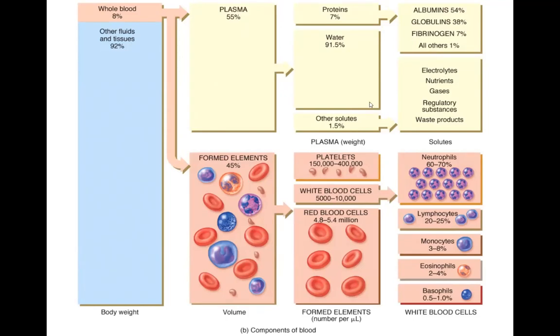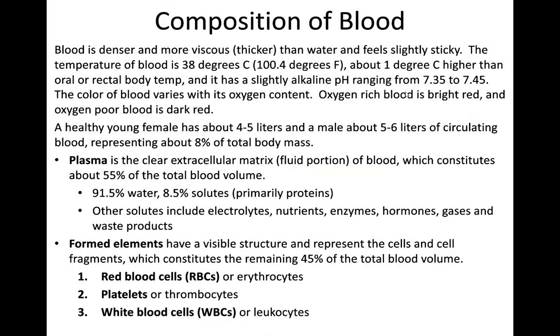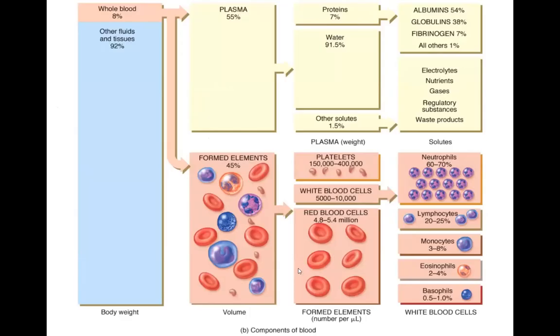The rest includes various things dissolved in that water, most of which are 3 major types of plasma proteins: albumins, globulins, fibrinogen, and then you've got some other proteins like hormones. You've got electrolytes, nutrients, gases, waste products, and so on and so forth. We'll talk a little bit more about those in just a minute. Formed elements have a visible structure and represent the cells and cell fragments that constitute the other 45% of our total blood volume.